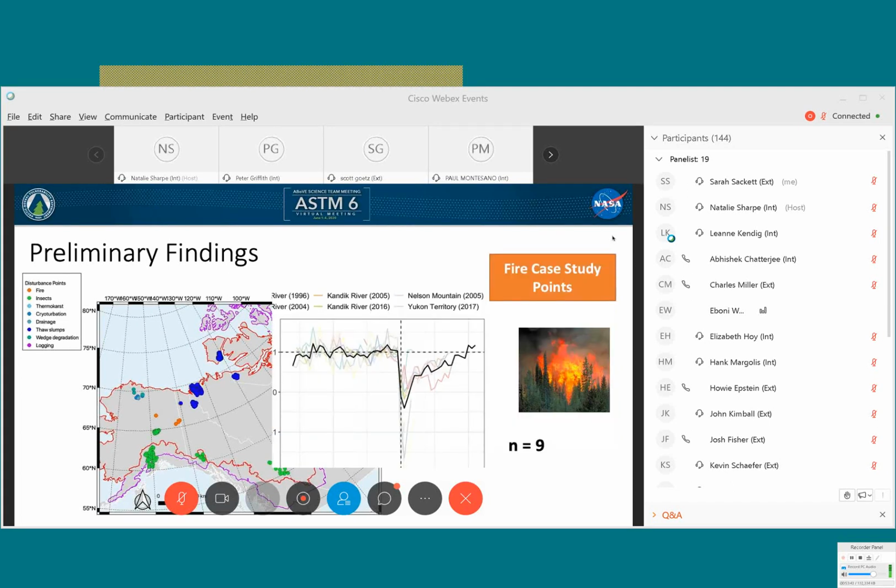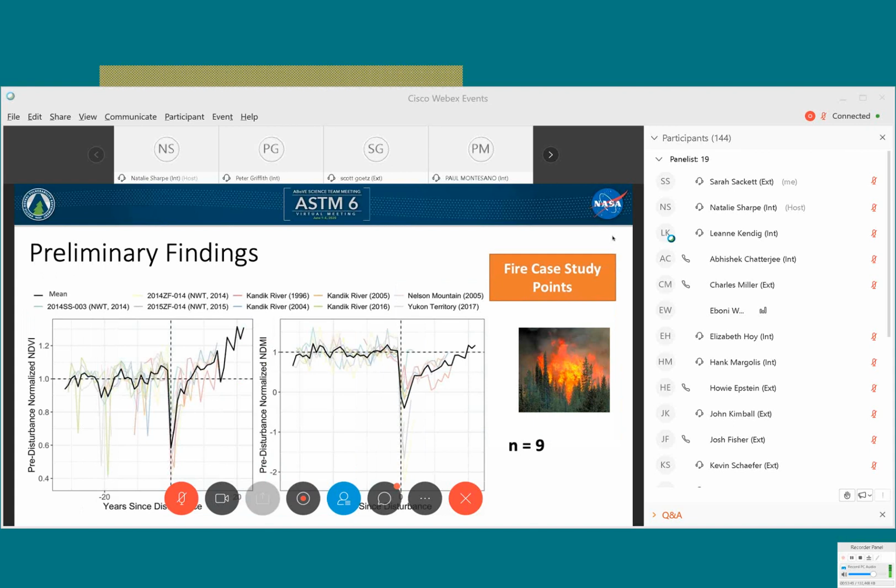So I'm just going to show some preliminary results. For fire, we have 9 case study points so far. Because we're interested in post-disturbance recovery, as a first pass look at that, I normalized each value to the pre-disturbance mean. Here we can see the mean values across all of our case study points in black, and then the individual points in colors behind them.